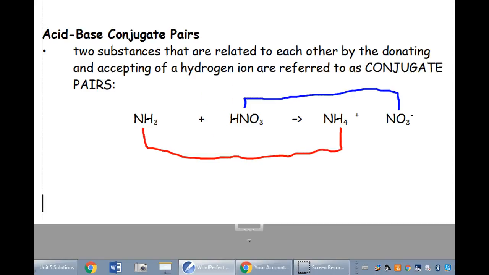So as a secondary activity, here's what I want you to do. I want you to take a minute and identify for me whether each of these 4 substances is acting as an acid or a base. Go. And when you're ready and you've answered the question to the best of your ability, I want you to continue with the video and check your answers.